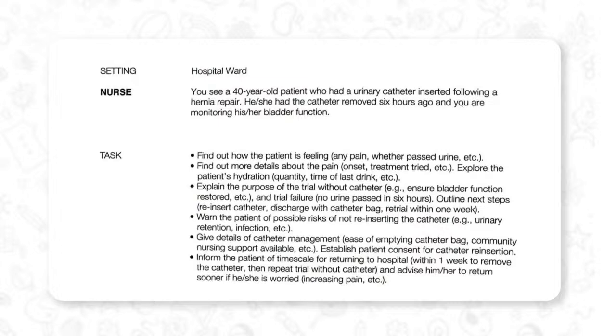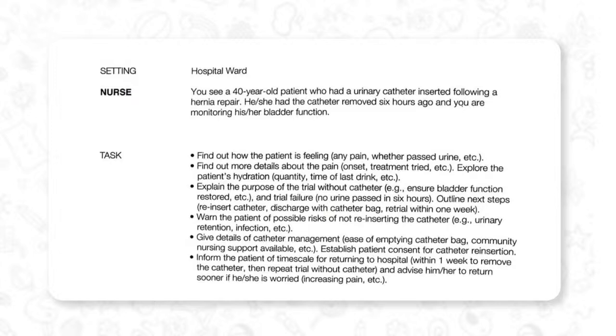So this is how we can start. Good morning, Mr. Peter. I'm your nurse here. How are you feeling now? How are you feeling since the removal of the catheter? Is everything going on well? Do you have any pain or other discomforts?